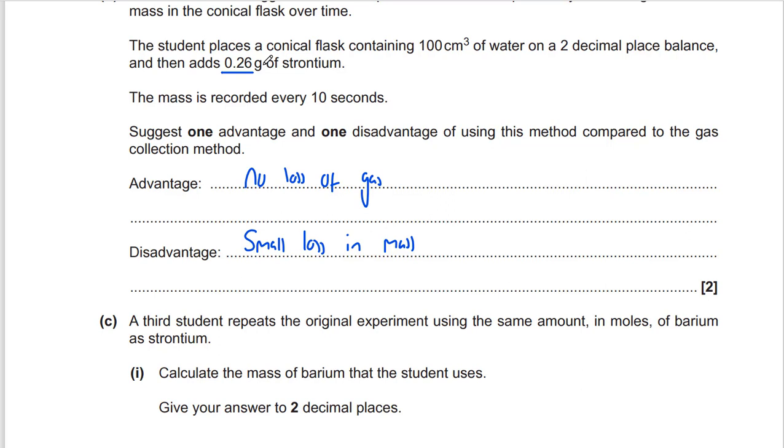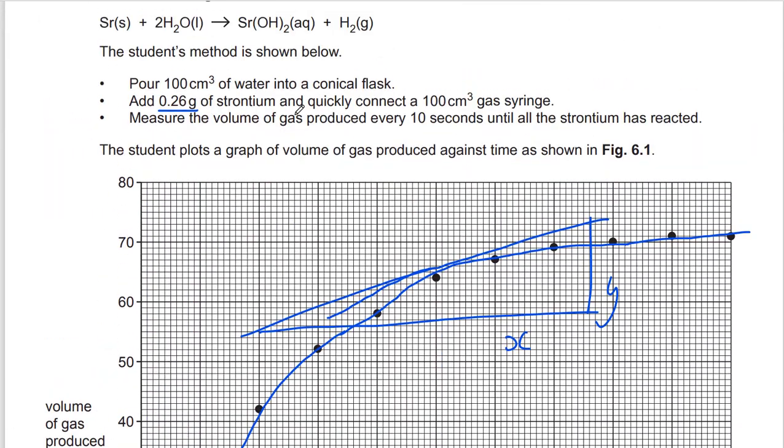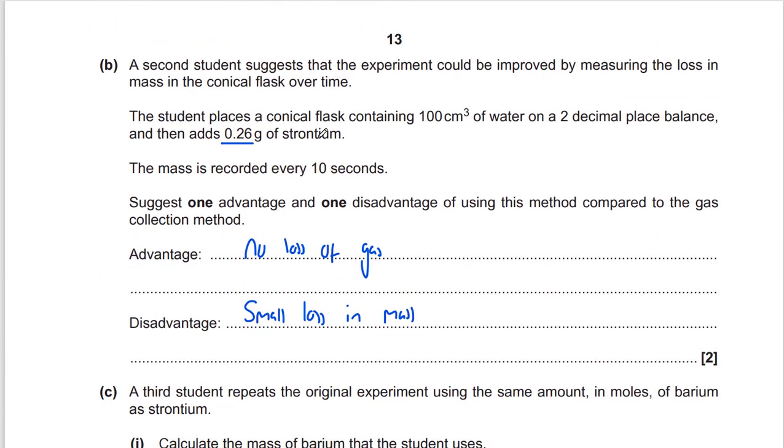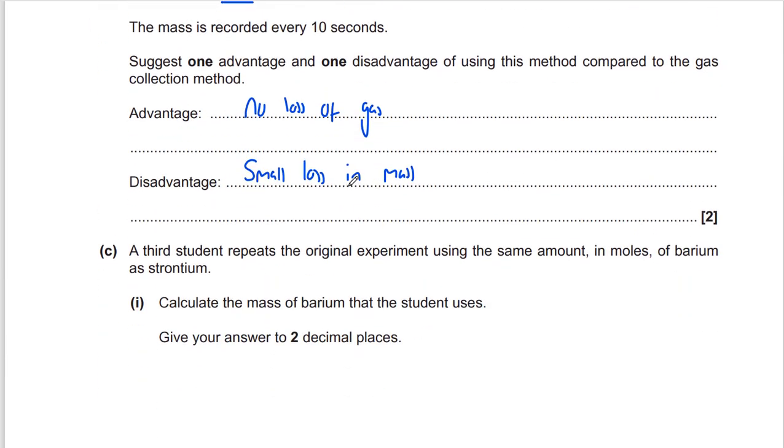So not only do you start with a very small amount of strontium, but you're producing hydrogen, and that's the only thing that's going to escape. This is a very light gas. This is the lightest gas there is. All this strontium hydroxide will stay behind and will be part of the mass still. So your loss of mass is going to be very, very small and possibly hard to measure accurately, especially if it's only a 2 decimal point balance.